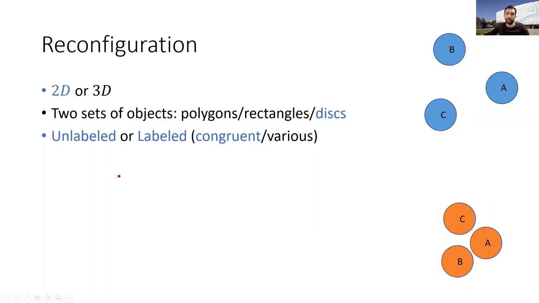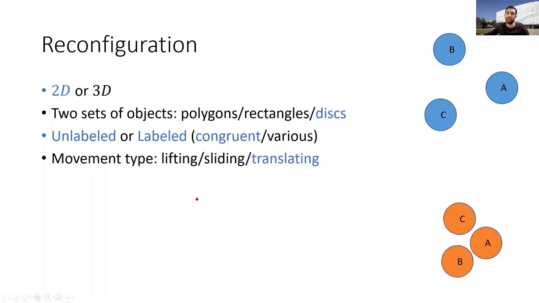The way to actually perform the reconfiguration process, moving the disks from their start position to their target position, can be executed in several ways, such as lifting, sliding, or translating. In our work, we take the last approach, so each disk moves along a straight trajectory. Each step in the reconfiguration task consists of a single move, meaning two disks will never move simultaneously.